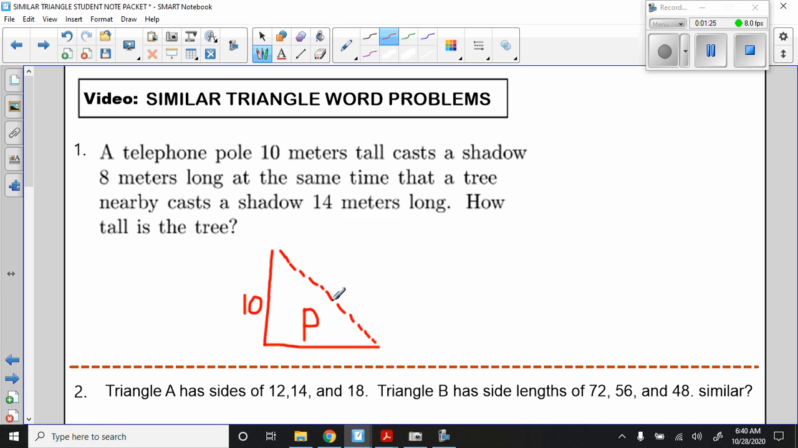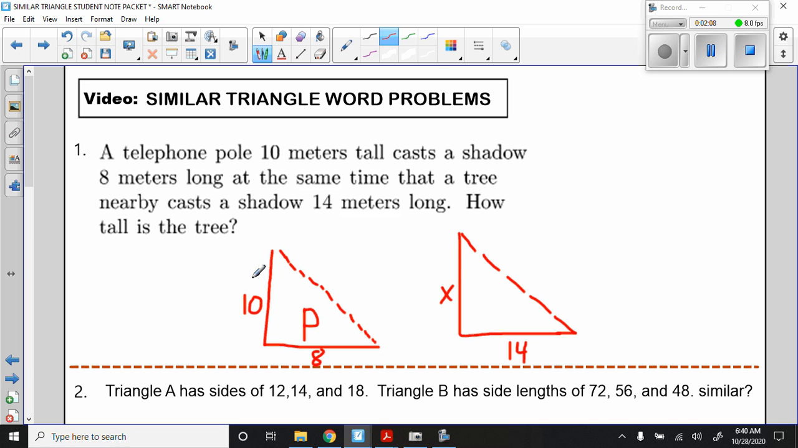Cast a shadow that's 8 meters long. So there's my shadow, and there's my triangle that represents my pole. At the same time, a tree nearby casts a shadow 10 meters long. So they tell us about this tree, and I'll make a triangle that represents the tree. They only give us the shadow, so make sure you read carefully and know that that goes on the bottom. How tall is the tree? Here's our height. That's our missing piece right there.